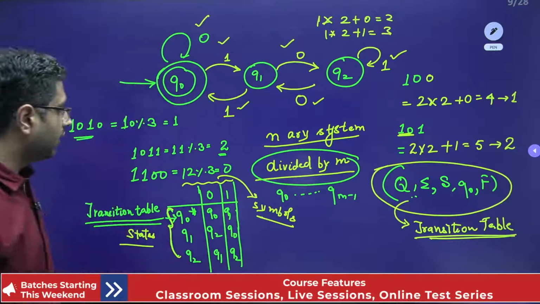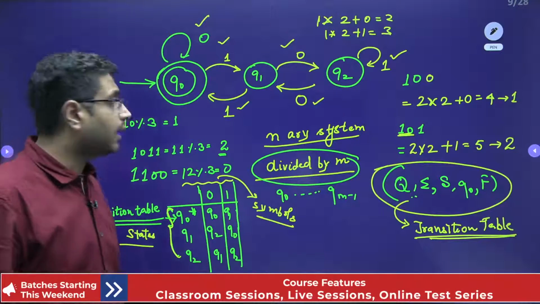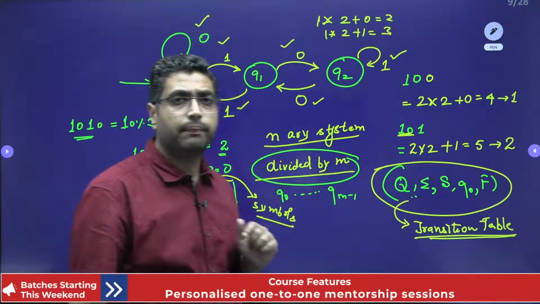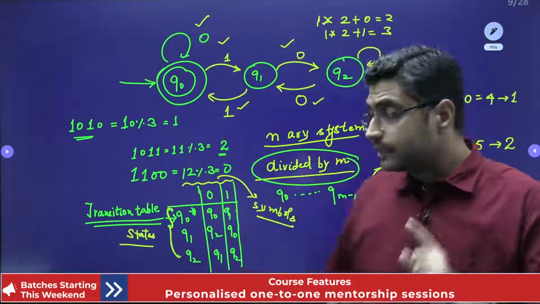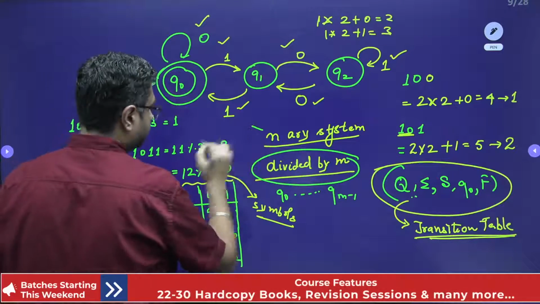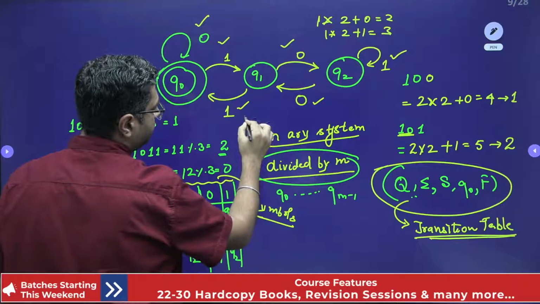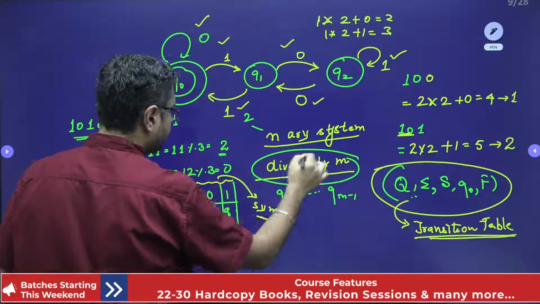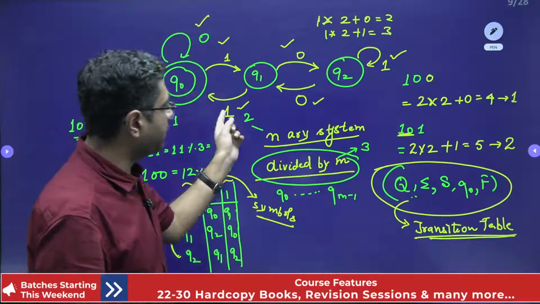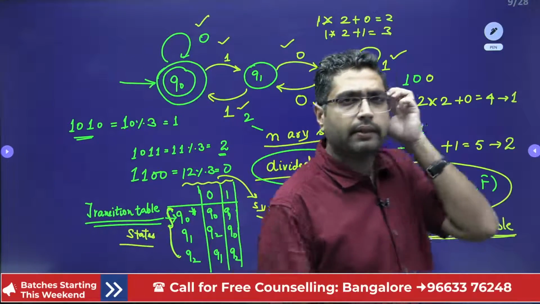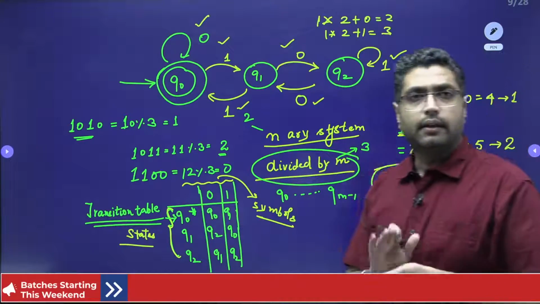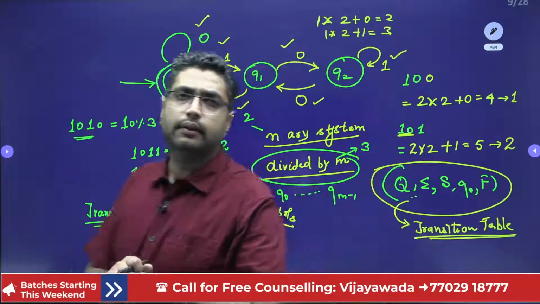Now let us come back to the n-ary number system, which is further divided by m. In this case, you have a binary number system and you are dividing the number by 3. So this is the specific case. In general, it can be a generic case.